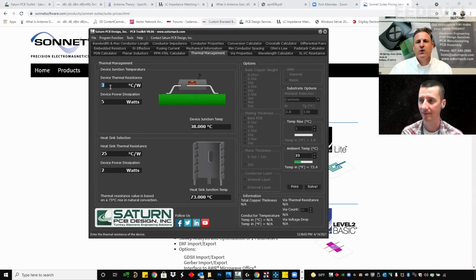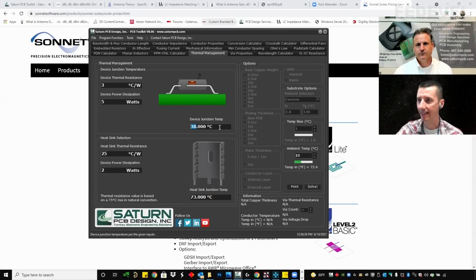It's going to say if your device thermal resistance from the datasheet is 3 degrees Celsius per watt, and the device happens to dissipate 5 watts, it means the junction temperature is going to be about 38 degrees. Again, it doesn't compensate for different types of materials. I do a lot of LED design, and we put those on aluminum. I don't know how that affects things. This is, again, a rudimentary calculation for that.